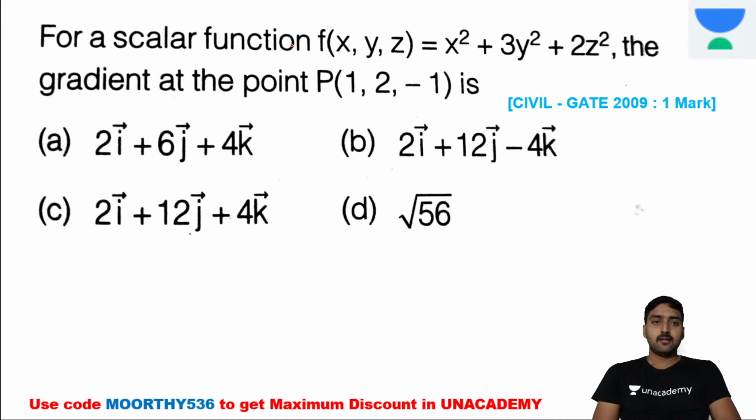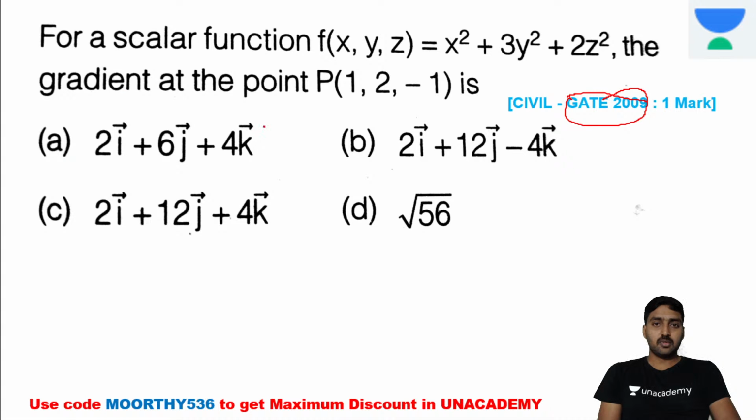Now, the scalar point function, the gradient of the point function. Here we need to identify the gradient, del phi. So what will be the del phi for the given question? It's a civil engineering GATE 2009 question. Now what will be the del phi? Gradient of phi. So we need to identify the gradient at the point.